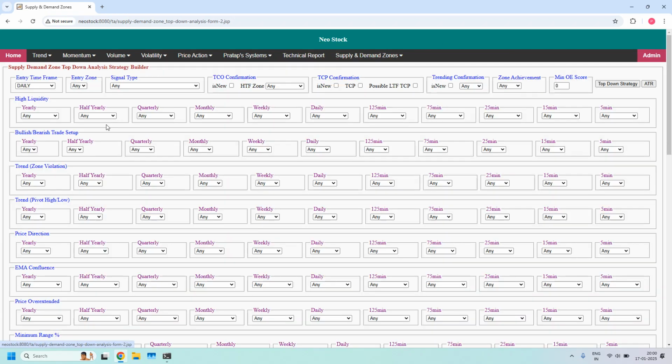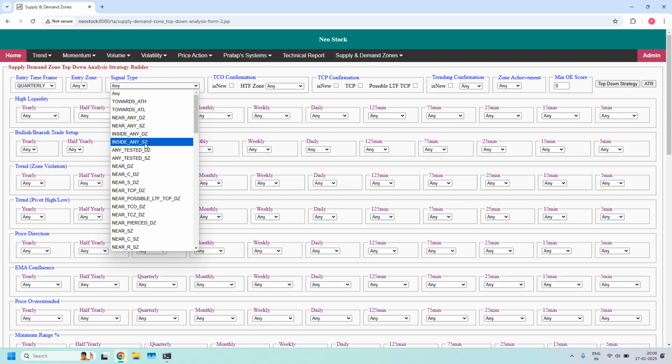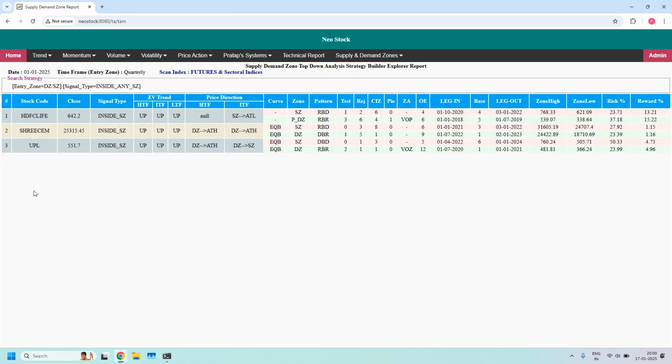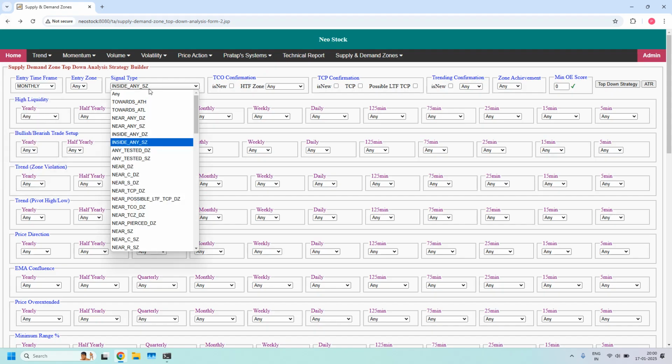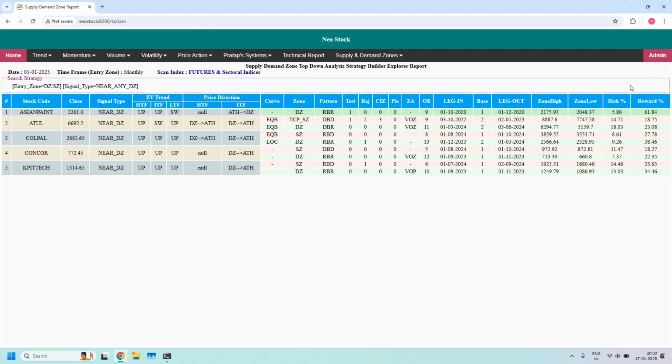Okay, next quarterly time frame. Price closed inside the quarterly supply zone. We got 3 stocks. Okay, next time frame is monthly. Stocks near monthly demand zone. We got 5 stocks.